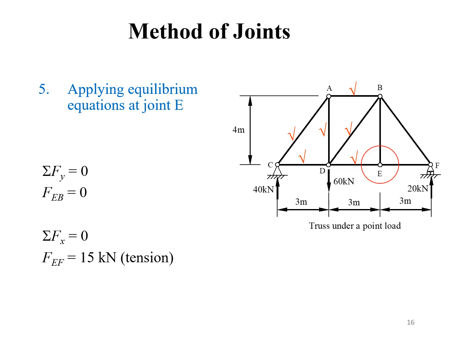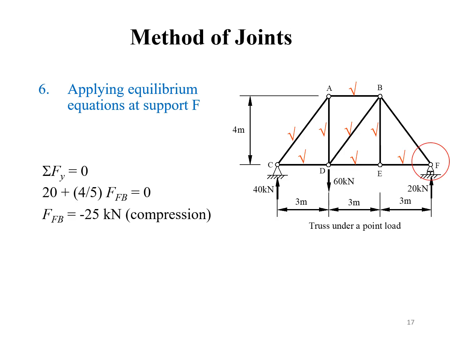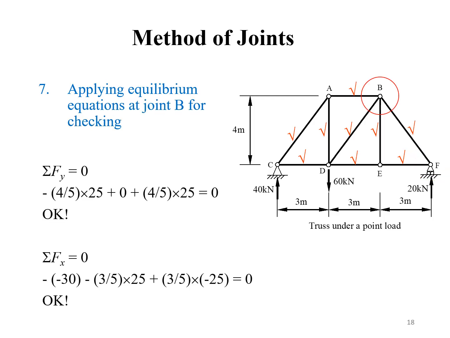One thing you will notice as you analyze trusses is that some members don't carry any loads at all. We call these zero force members, such as FEB and FEF. For joint F, we can start by considering equilibrium of the vertical forces, which allows us to calculate the force FFB, and then there are no horizontal forces. Finally, we apply equilibrium equations at joint B for checking, so that's it for the method of joints.